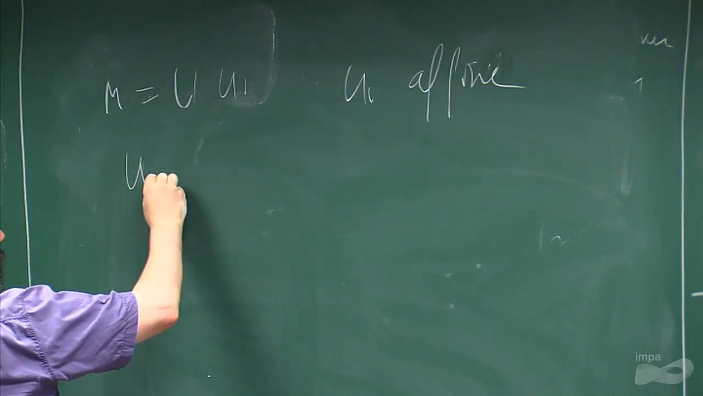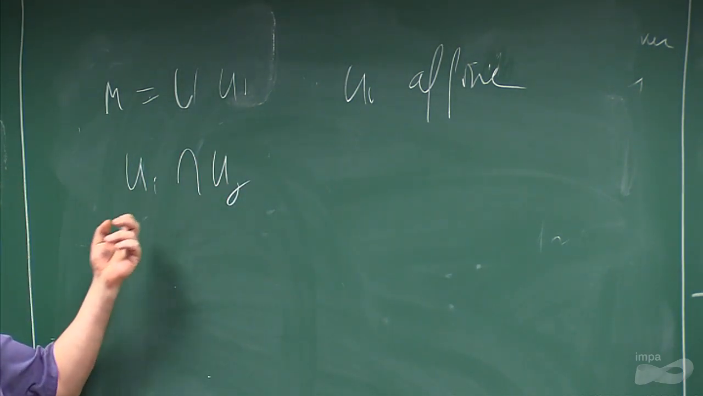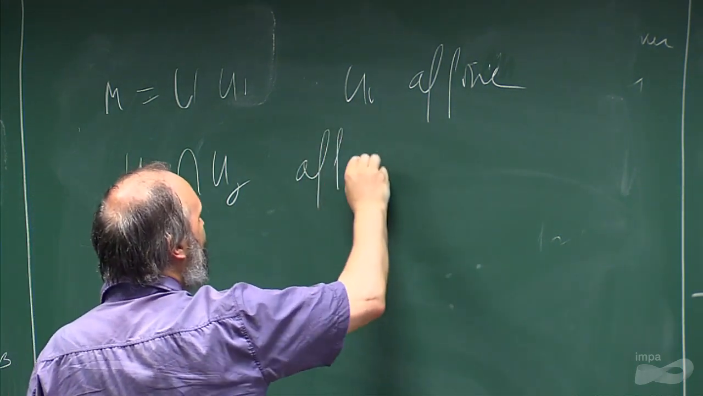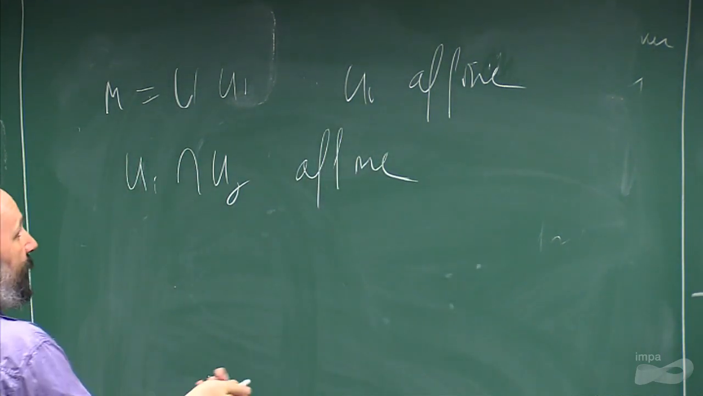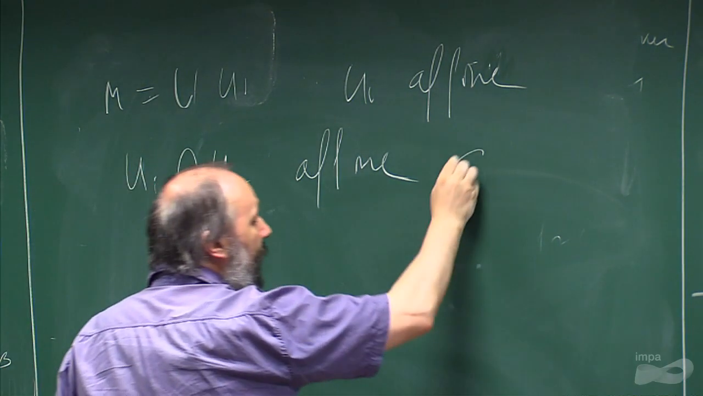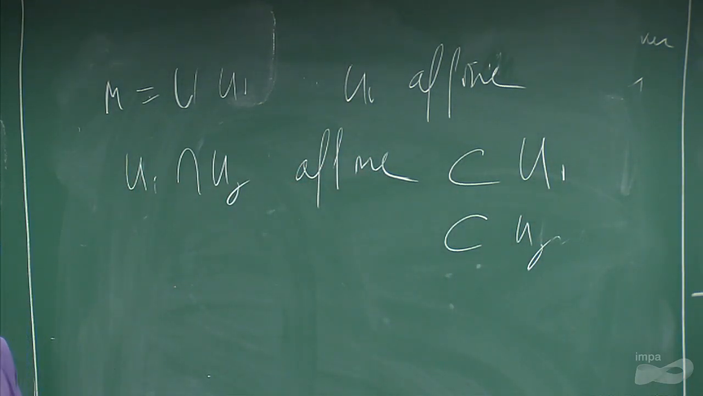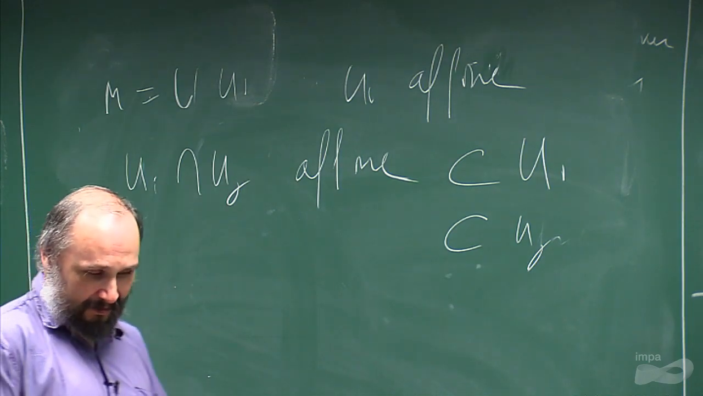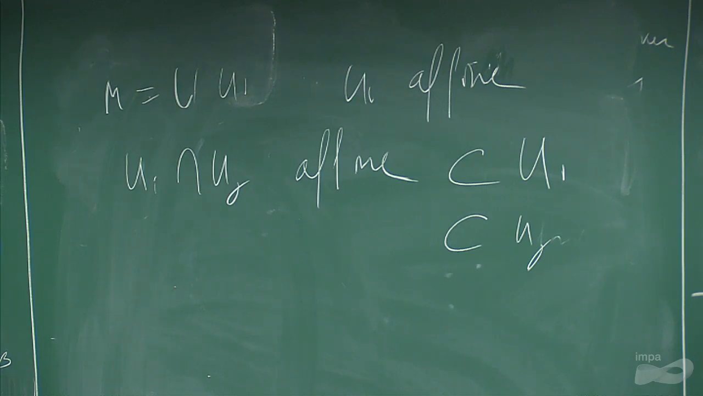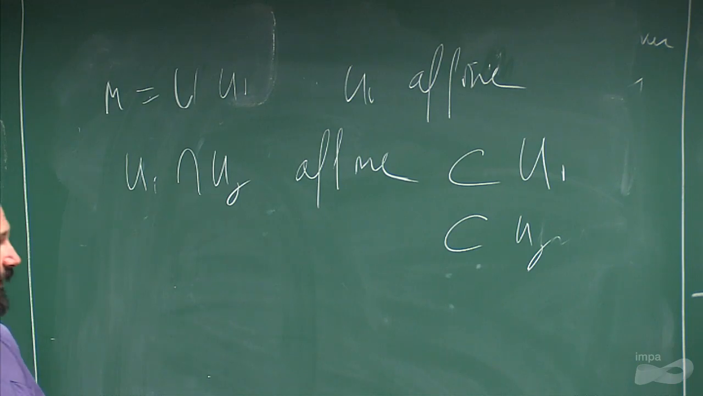And U_i intersected with U_j. Well, it's not necessarily affine, but let's assume for now it's affine as well. And then this gives you two algebraic structures. It belongs to U_i, it belongs to U_j. If you want, what we have to have is that every point has a neighborhood which is affine, and then the sheaves agree.